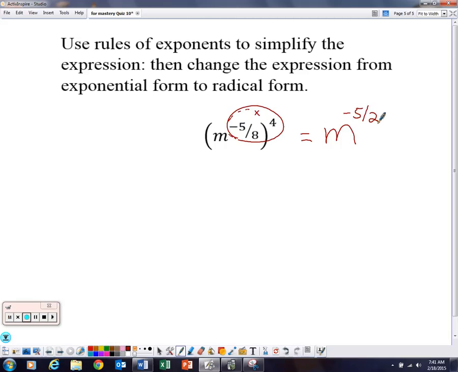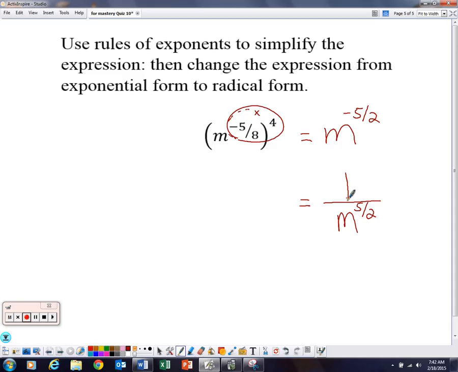Now, remember, we are not allowed to have negative exponents. Since that is in the numerator right now, to get rid of the negative exponent, we're going to drop that down to the denominator. So that becomes m to the +5/2. Now, we need something in the numerator. When you drop it down, nothing's left on top except the number 1. So put a 1 on top.